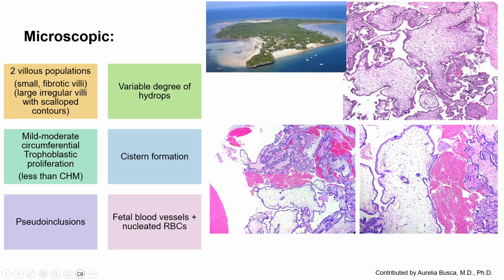They have trophoblastic pseudoinclusions. You know what pseudoinclusions are? That's when the trophoblasts invaginate into the inside of the villi, and then in a transverse section they appear like this, as if trophoblastic islands are inside the villi. Okay, what about the trophoblastic proliferation? There's definitely trophoblastic proliferation that is mild or moderate, a bit less than complete, circumferential. We can see some fetal RBCs, and we can see fetal blood vessels actually.